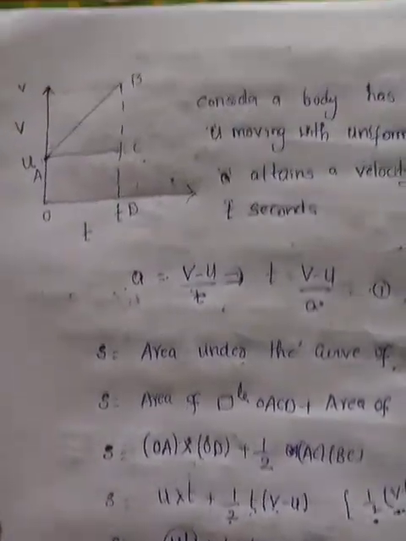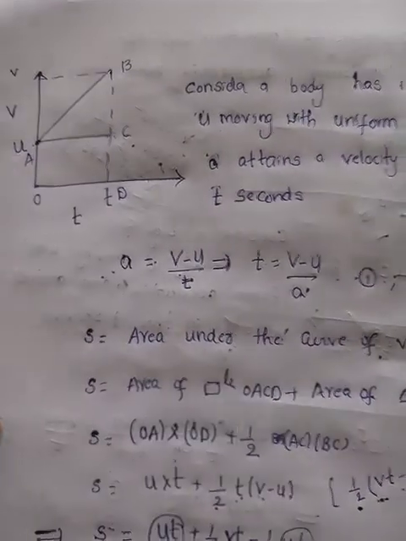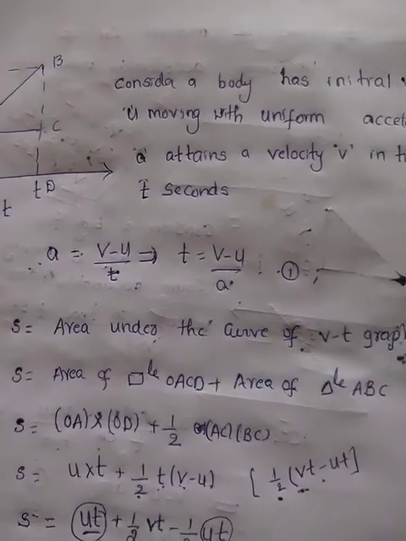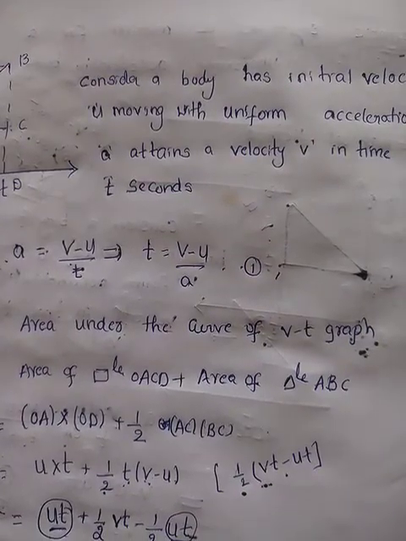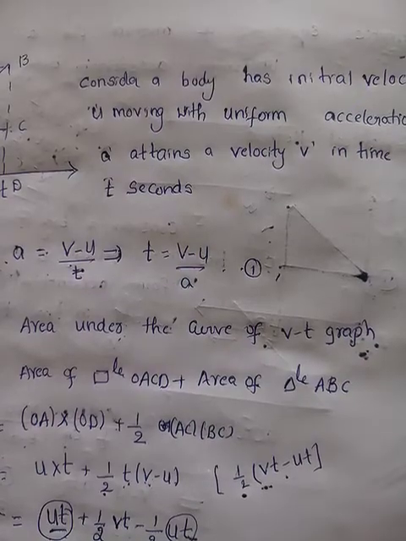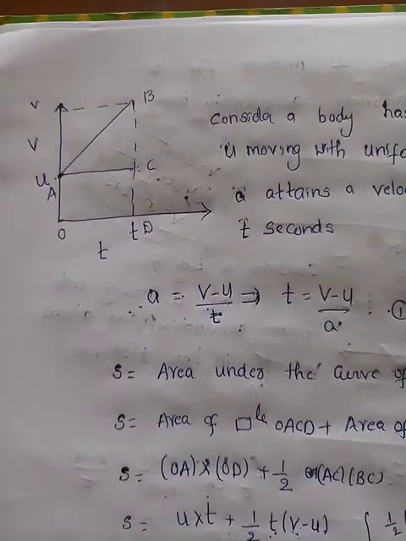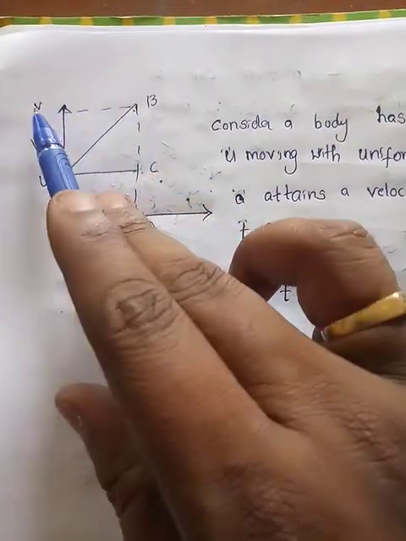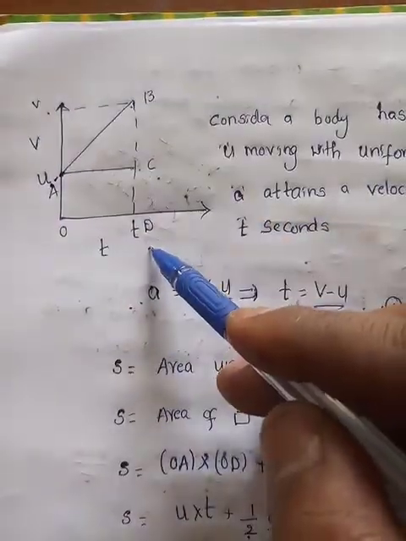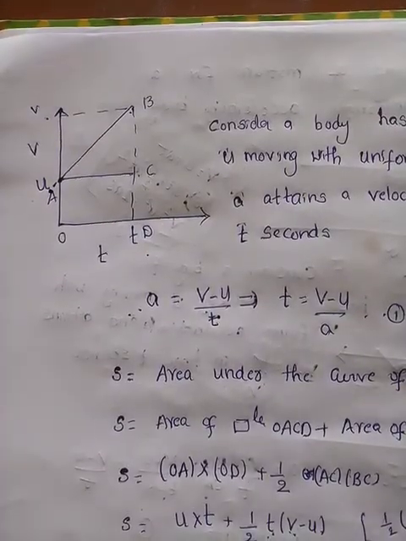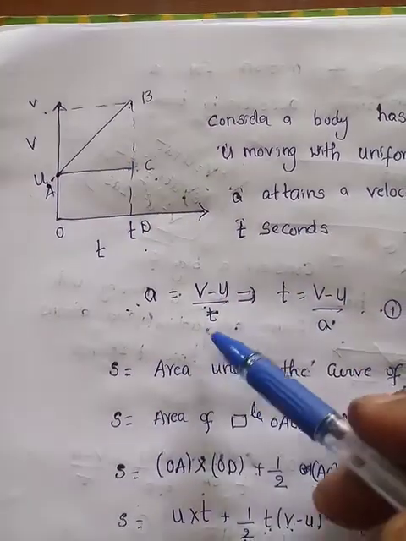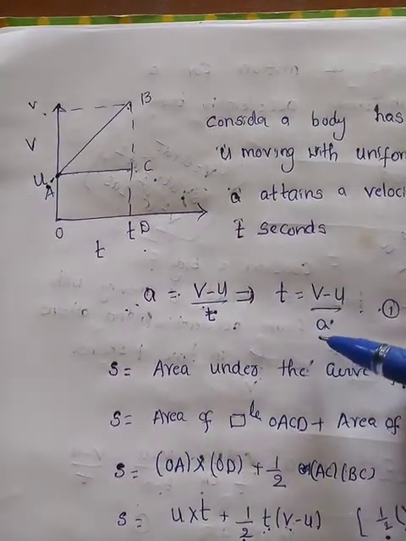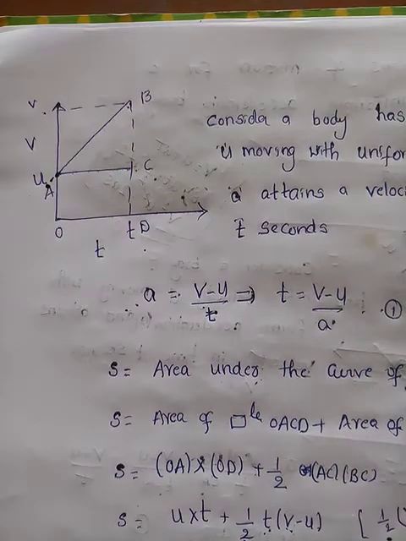See, this derivation is also important for 5 marks. So here we consider a body moving with uniform initial velocity u, moving with uniform acceleration a, attains a velocity v in time t seconds. Here the slope of this curve gives what? Acceleration. If you take that, what you get? a is equal to (v minus u) by t. That implies t is equal to (v minus u) by a.